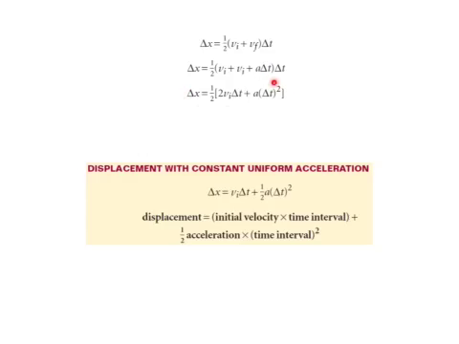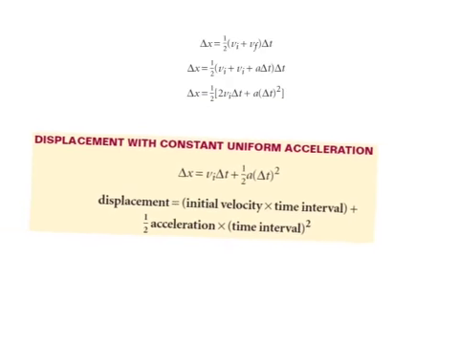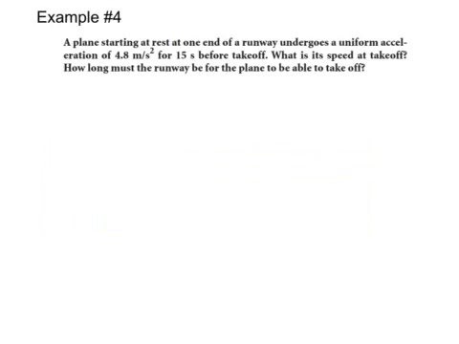When we clean it up a little bit, it looks like this. We distribute this 1/2 in there, and we end up with this equation for displacement with constant acceleration. This is Vi t plus 1/2 a t squared. So now we've got these two equations dealing with acceleration that we can work with. Let's look at an example.